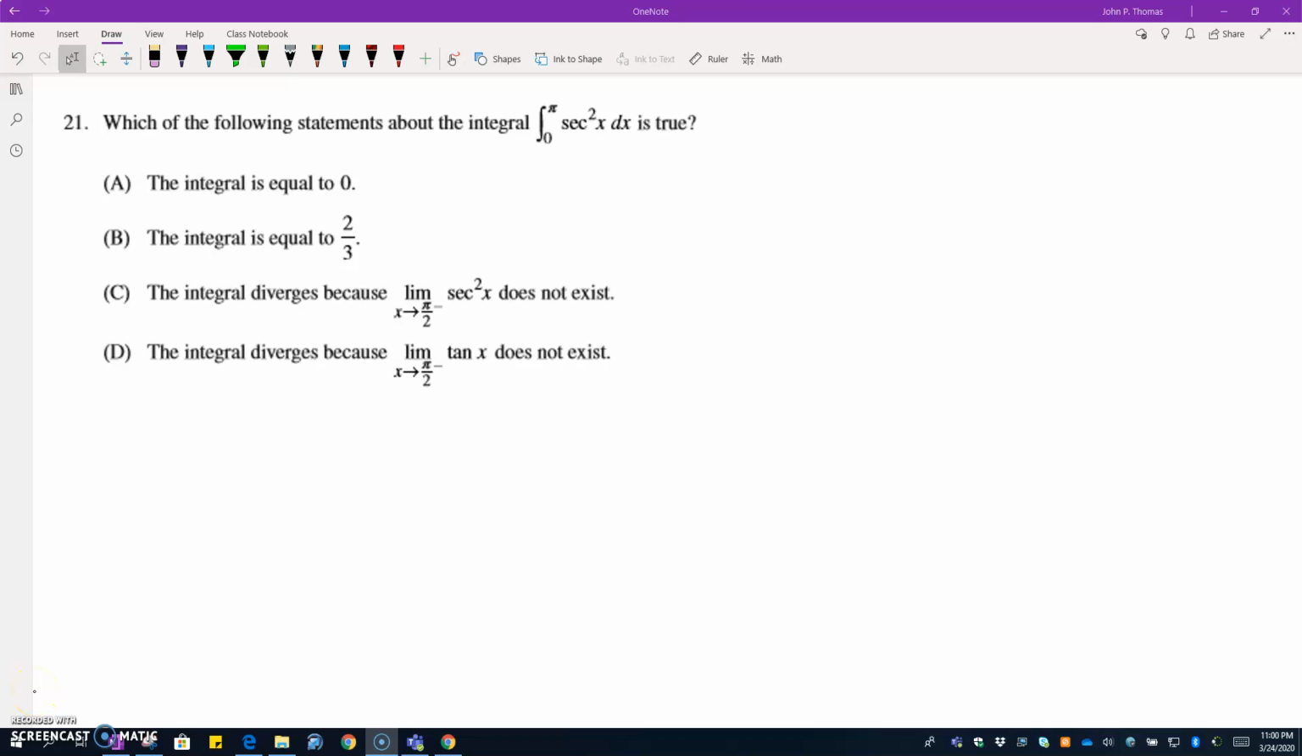Alright, this was the second most missed question on the problem set. This is a tricky one. There's quite a bit you've got to consider with this. First thing that we know is that secant is defined by 1 over cosine.